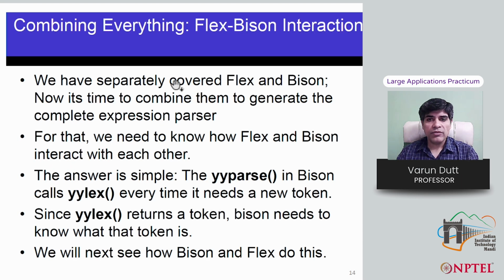So combining everything, we have now separately covered Flex and Bison, and now it is time to combine them to generate the complete expression parser. For that, we need to know how Flex and Bison interact with each other, and the answer is simple. The yyparse in Bison will call yylex every time it needs a new token, and since yylex returns a token, Bison needs to know what that token is, and this is how we do it.